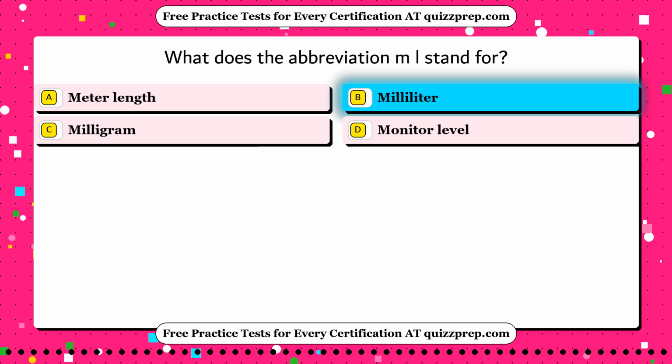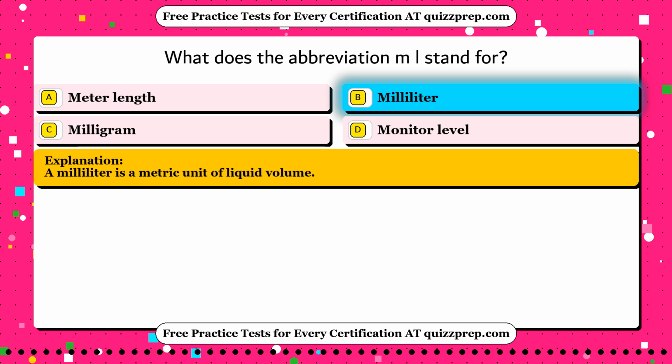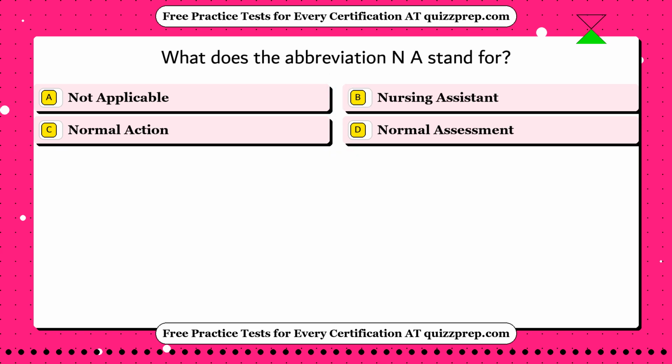The correct answer is option B, milliliter. A milliliter is a metric unit of liquid volume. Question 75. What does the abbreviation NA stand for? Option A, not applicable. Option B, nursing assistant. Option C, normal action. Option D, normal assessment.